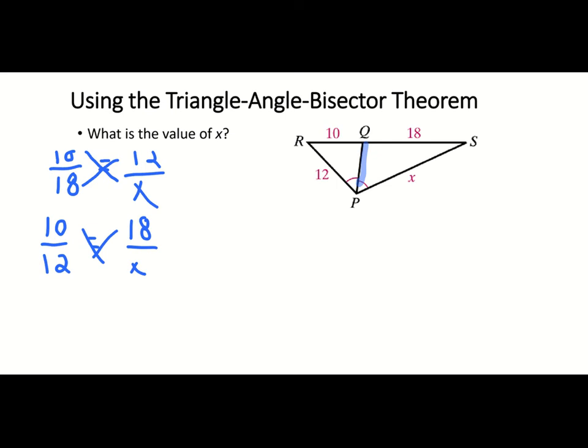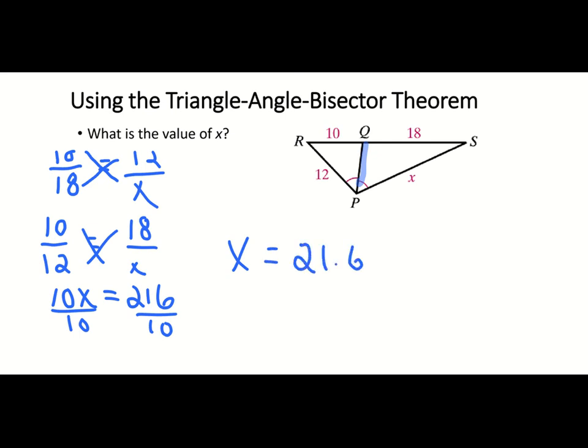12 times 18 is 216. So we have 10x is equal to 216. We'll divide by 10. So x is going to equal 21.6. And that is it for 7.6. Nice short chapter.